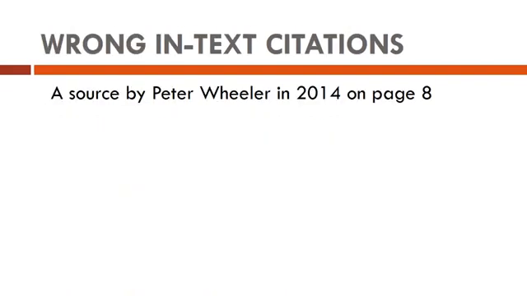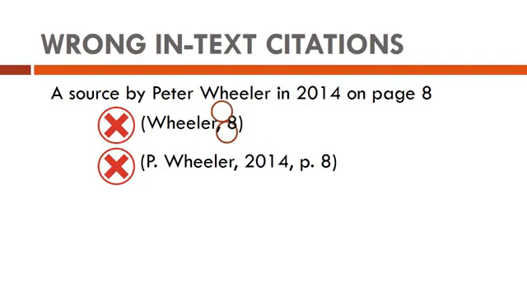Let's look at some incorrect in-text citations. Let's say we quoted something from page 8 from an article written by Peter Wheeler in 2014. And we wrote this as the in-text citation. It would be incorrect. We are missing two things. One, we are missing the year, and two, we're missing the P dot before the 8.